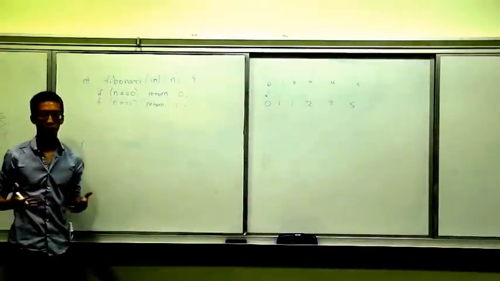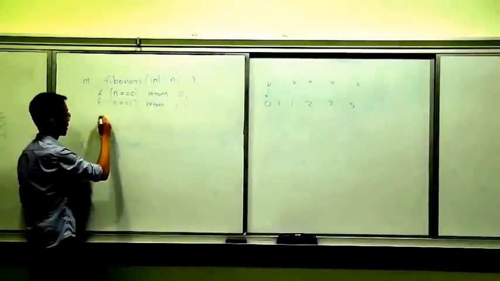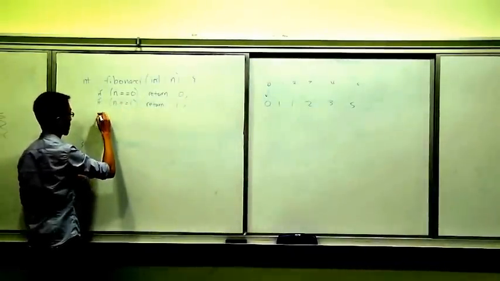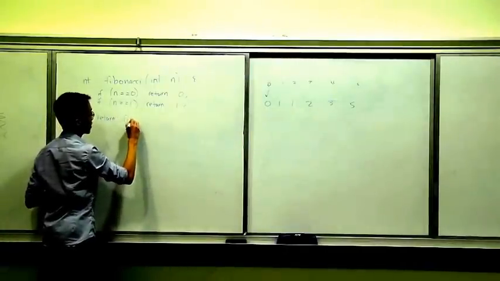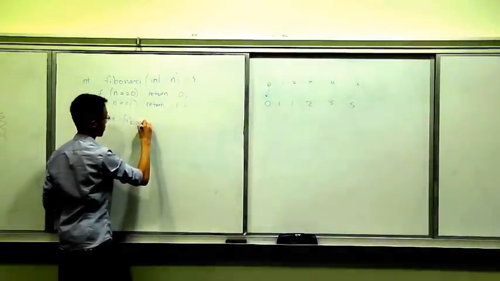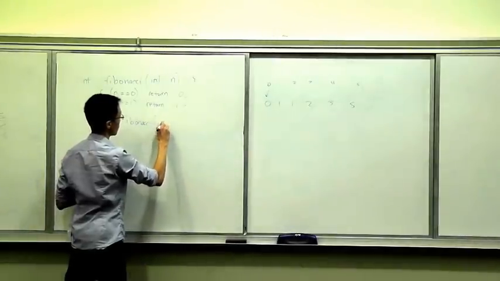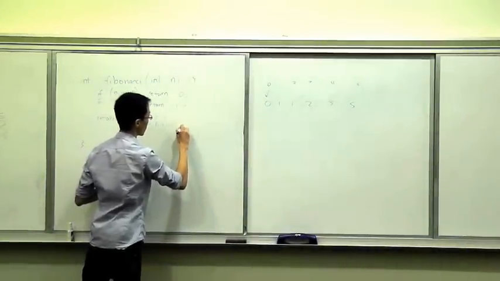And so we can actually reframe that recursively by saying, well, if n is not 0 or 1, then we can just return the Fibonacci number for n minus 1 plus the Fibonacci number for n minus 2.